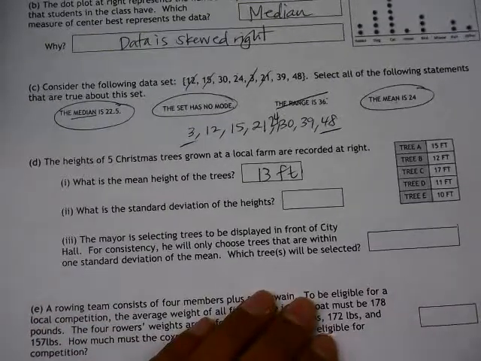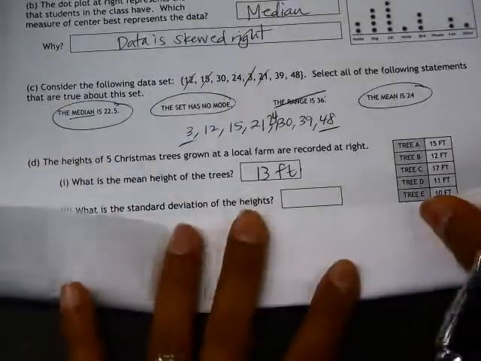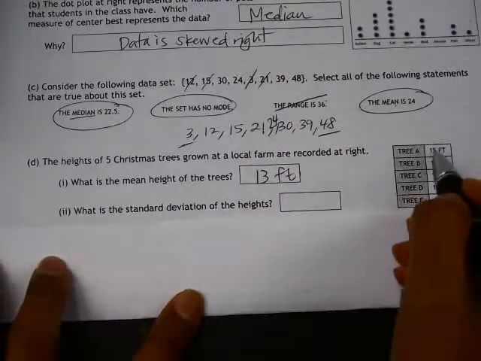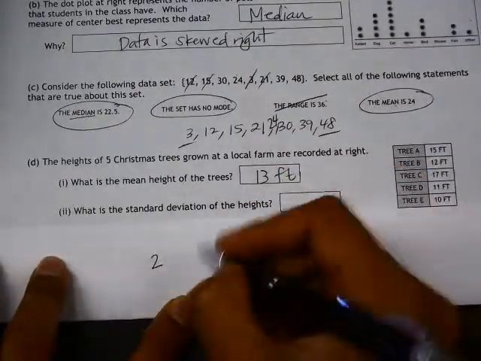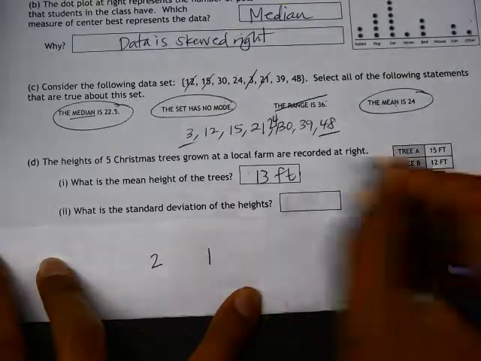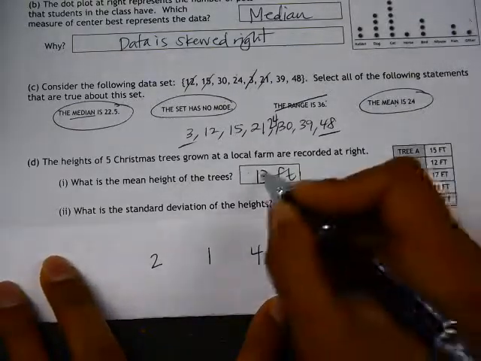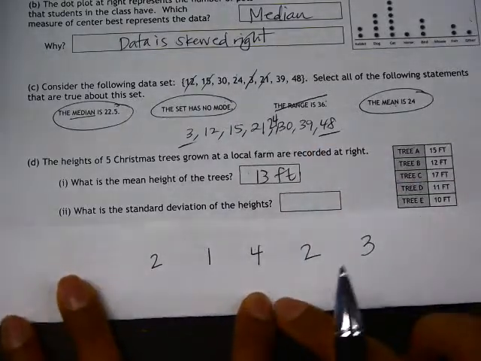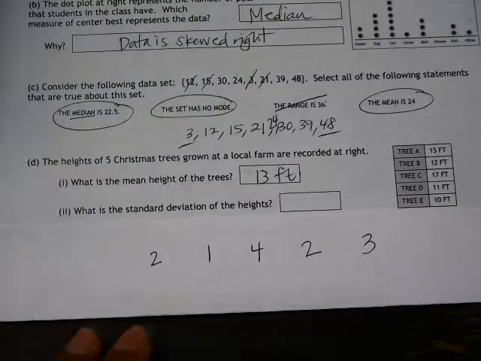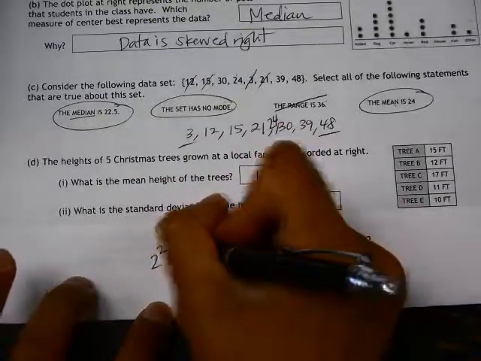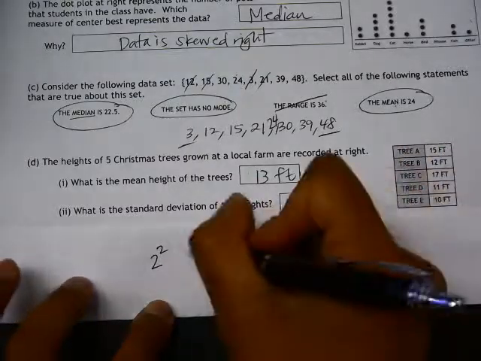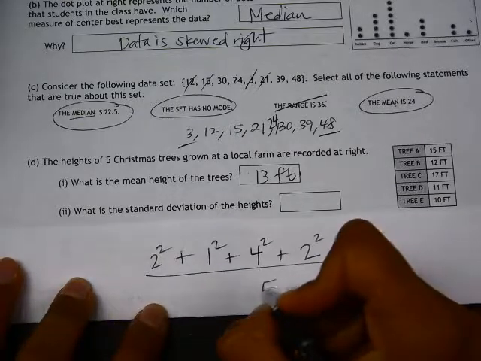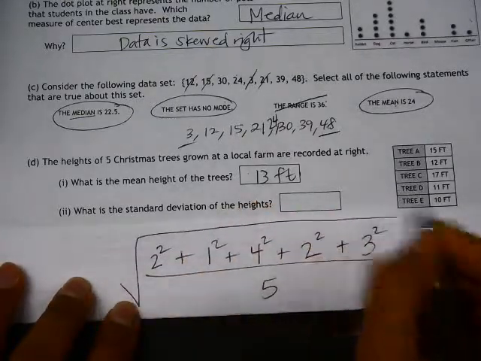So you are going to take the difference between each of these heights and the mean and make a list. So 15 and 13, difference is 2. 12 and 13, the difference is 1. 17 and 13, difference is 4. 11 and 13 is 2, and 10 and 13, the difference is 3. So we're looking at the average distance from the mean. We're taking all of those distances, we're going to square all of them, add all of those together, divide by the number of pieces of data, which is 5, and lastly, square root.